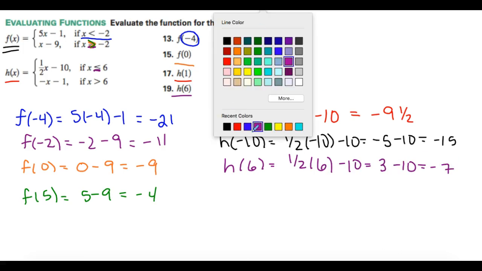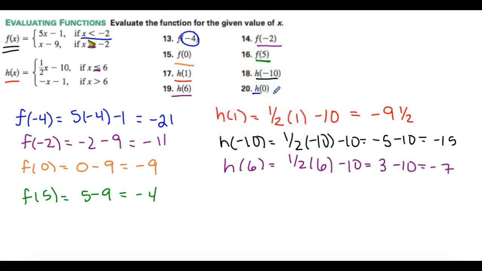One last example here for evaluating. Okay, it's asking me for h of 0. Again, 0 is still less than 6, so I'm going to plug it into the same equation. 0 minus 10, which is negative 10.